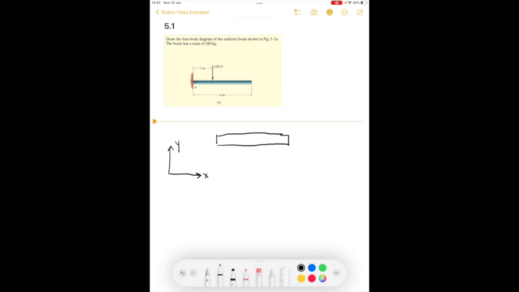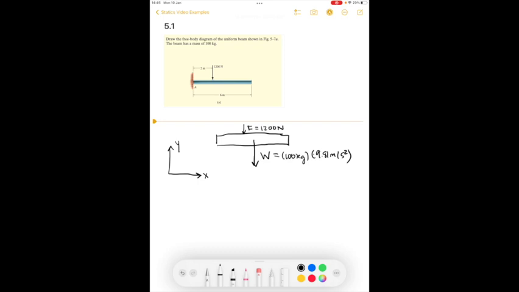And then we want to draw the forces that are acting on this beam. We know there's one external force here. I'll call that F, and we know it's equal to 1,200 newtons. We also know that there's weight, which is going to act at the center of gravity, which we'll talk about later in the course. I'll call that force W, and that's going to be equal to the mass, which is 100 kilograms, times the gravitational acceleration constant.